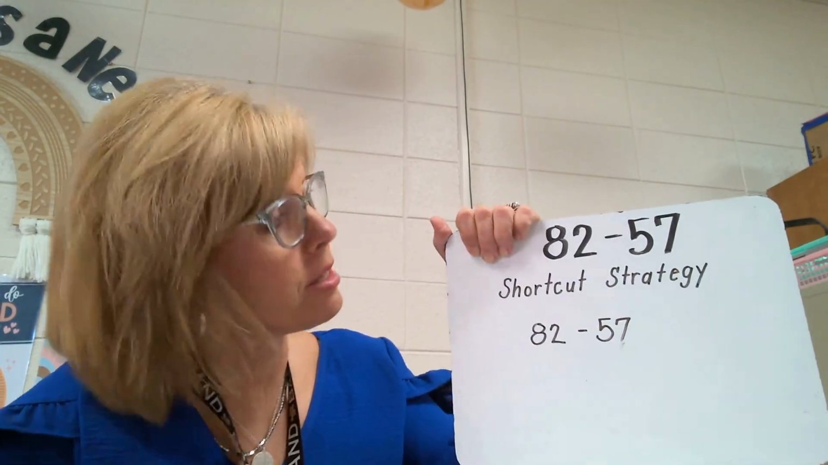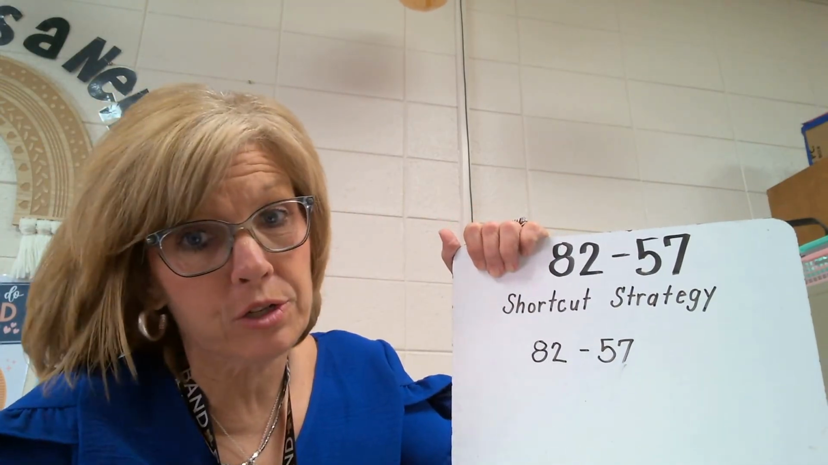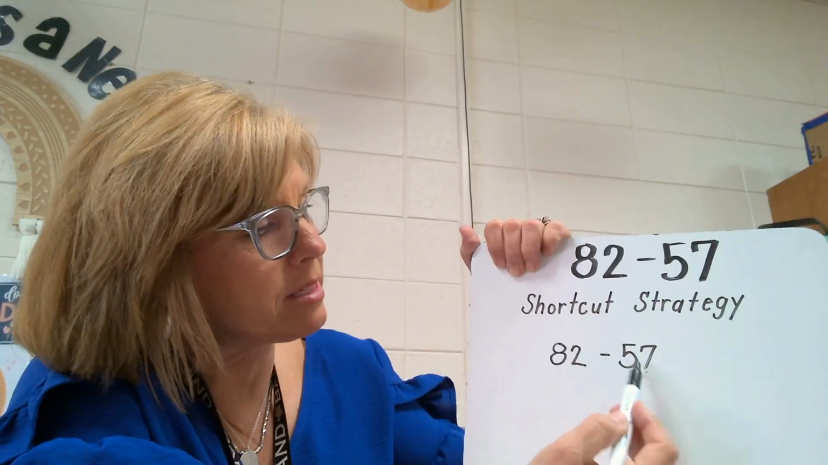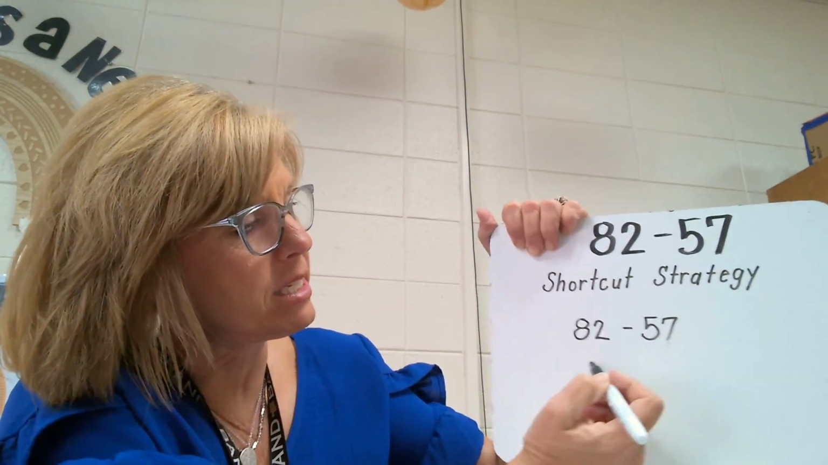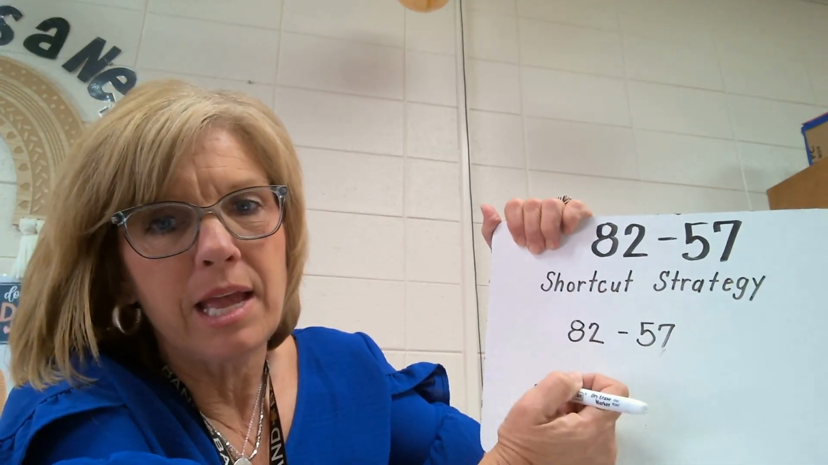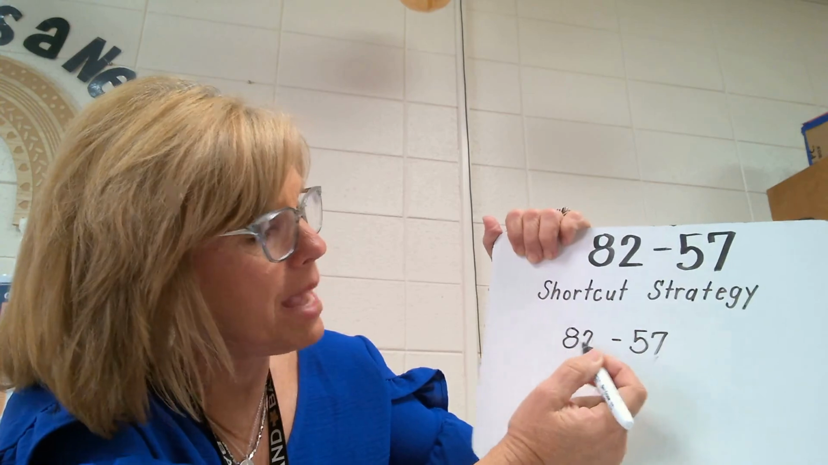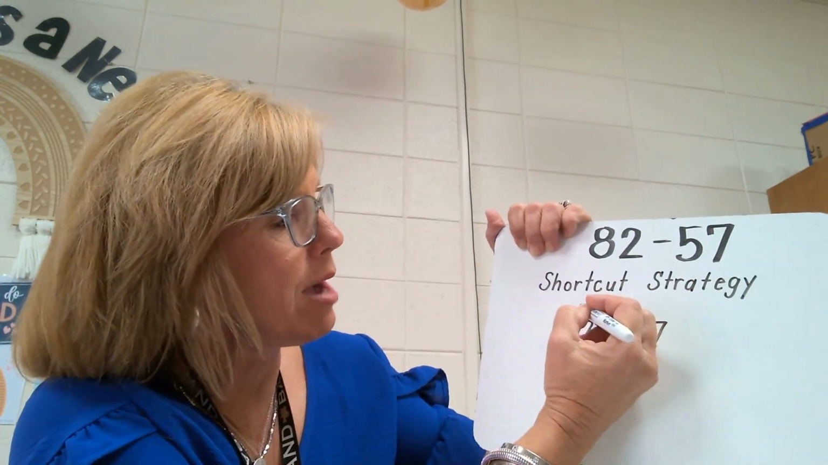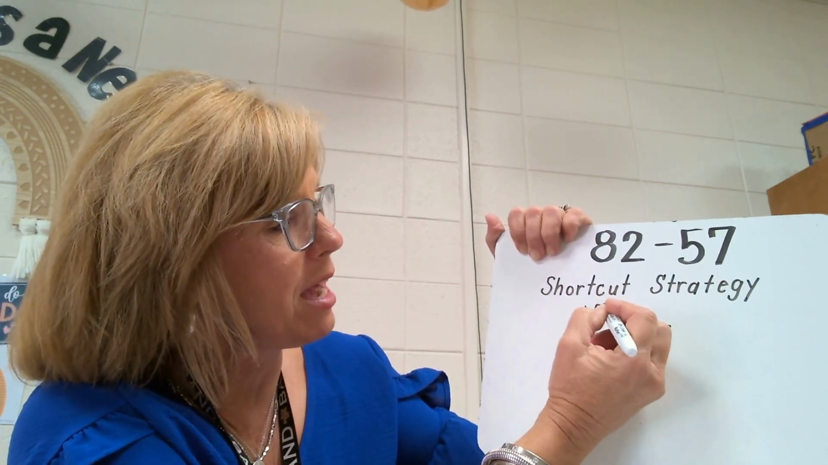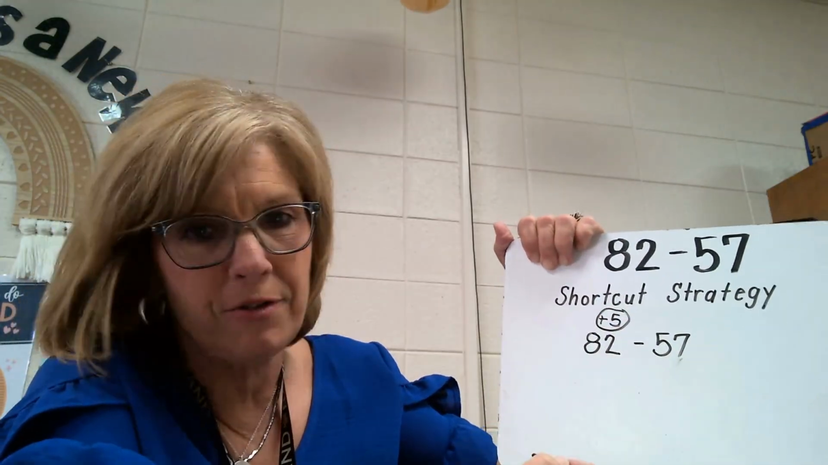The third strategy that I'll model today is called the shortcut strategy. We want to make this subtraction problem quick and easy. So if I want to take 57 away from anything, it would make it easy to be 87. 87 minus 57 we could do in mental math. So I would need to add 5 to just my first number.